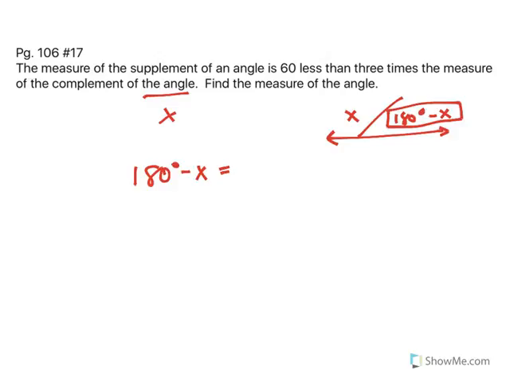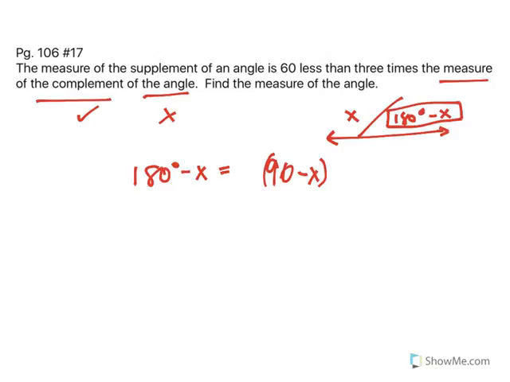Let's go back to the question. 3 times the measure of the complement of the angle. Okay, so how do we know the measure of the complement of the angle? Well, if the equation to find the supplement of an angle is 180 minus X, and supplementary angles add up to 180, then the equation to find the complement of an angle must be 90 minus X, as complementary angles add up to 90. So we know the measure of the complement of the angle, okay, we're good there.